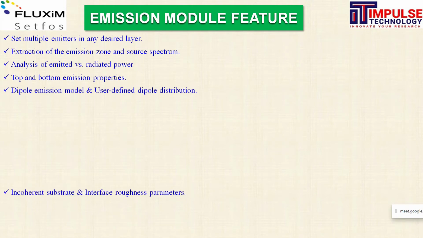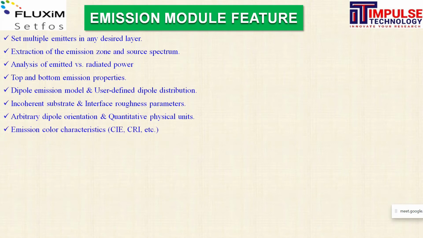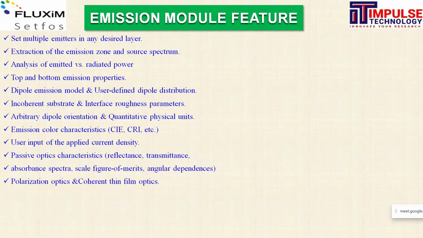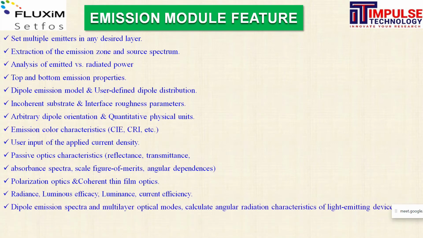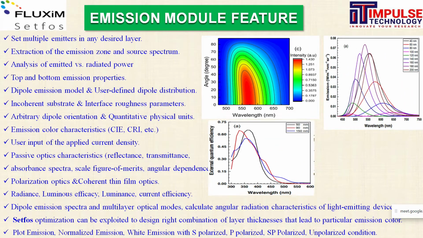You can set multiple emitter layers in any desired layer, extraction of emission zones, source spectrum, analysis of emitted radiative powers, top and bottom emission property analysis, dipole emission models, user defined emission models, coherent substrate, interface roughness parameter, dipole orientation, quantitative physical units, emission color characteristics, input of the applied current density, passive optic characteristics, reflectance, transmittance, absorption spectra, angular dependence, figure of merit, polarizations, optics, coherent thin film, radiance, luminance, efficiency, current efficiency, dipole emission analysis. All these things you can plot in the LED emission analysis.